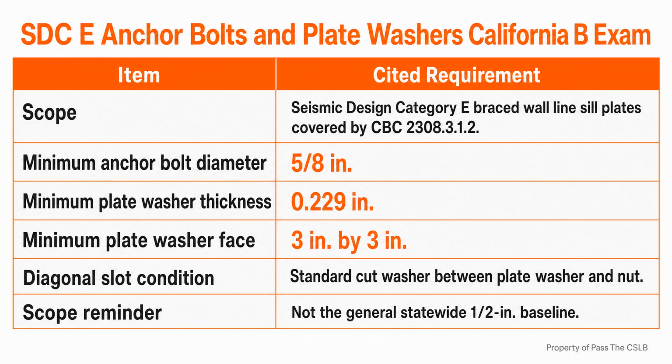A diagonally slotted hole in that plate washer can be allowed under the cited provision when a standard cut washer is placed between the plate washer and the nut. That intermediate washer gives the nut a proper bearing surface instead of allowing it to bear directly over the slot. The detail matters because a large plate washer does not perform as intended when the nut bears poorly at the opening. I also keep the code brand neutral.